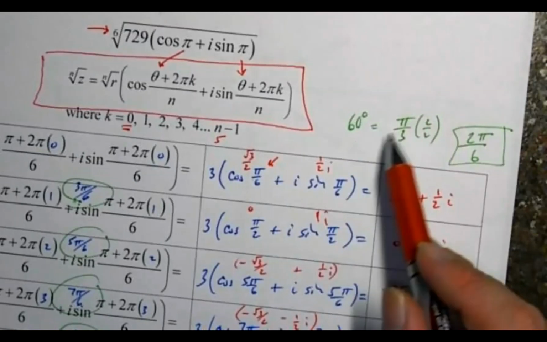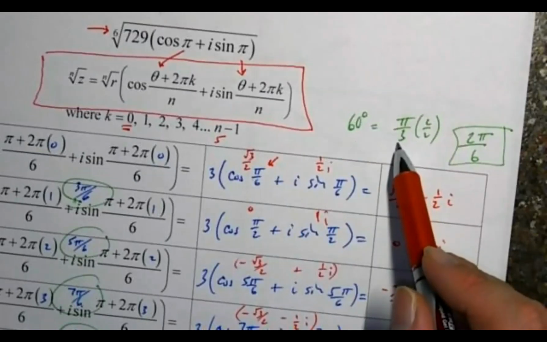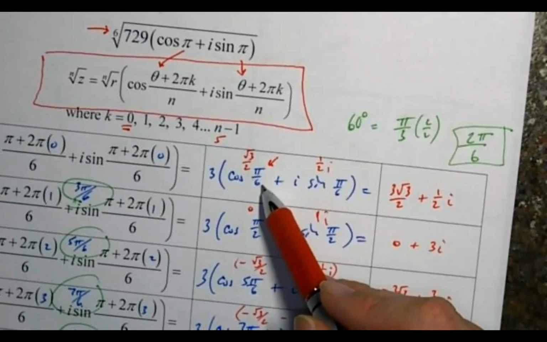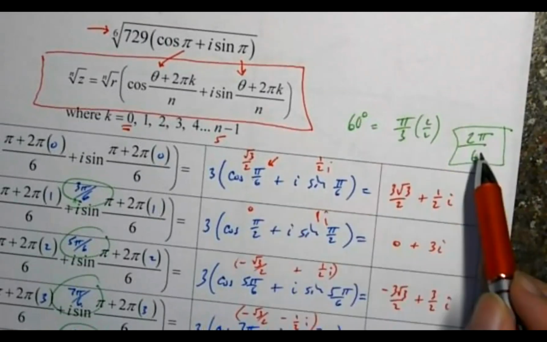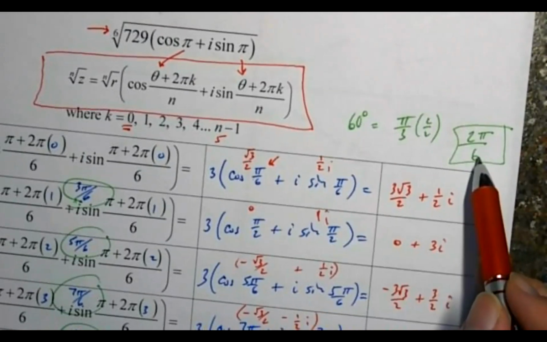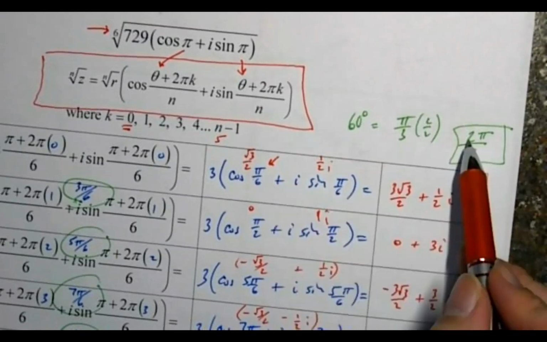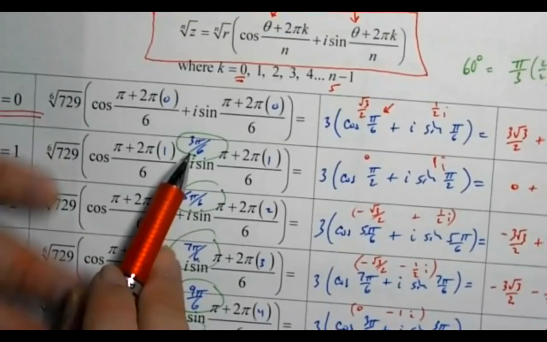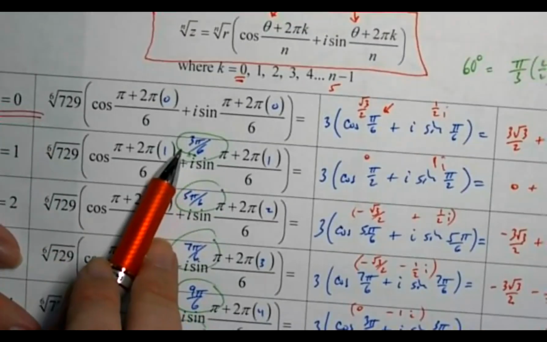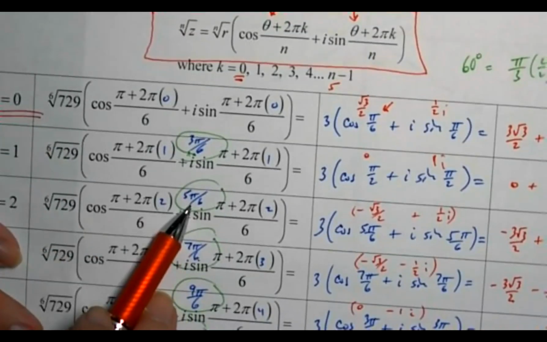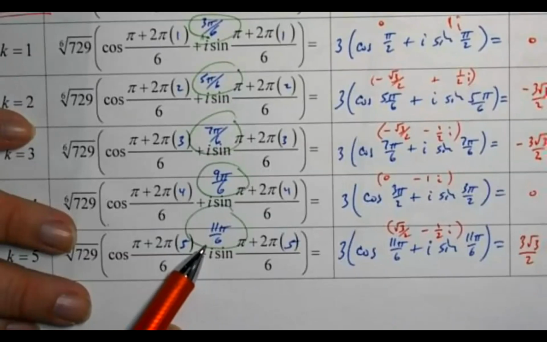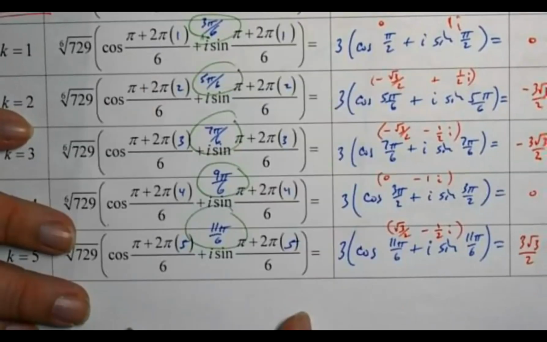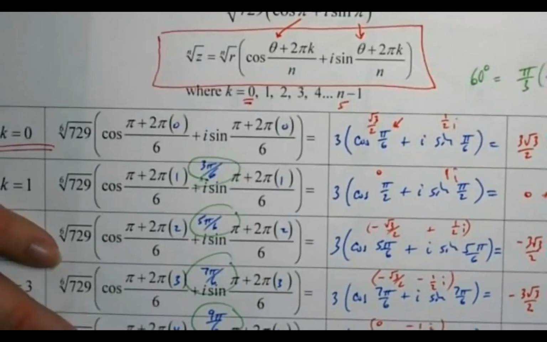60 degrees is pi over 3. Now that was pi over 6, so a common denominator would be multiplied by 2 over 2, and that's 2 pi over 6. Now here's pi over 6. I would add 2 pi over 6, and I would get 3 pi over 6. Add another 2 pi over 6, you get 5 pi over 6, 7 pi over 6, 9 pi over 6, 11 pi over 6.